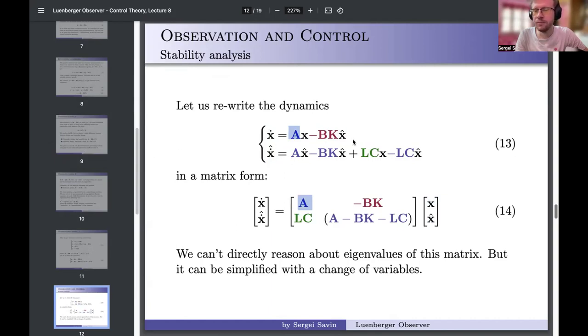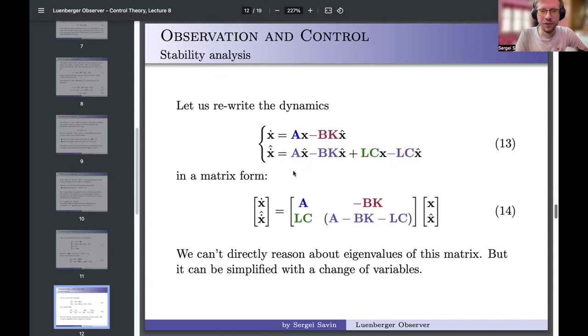The relation between x dot and x hat is just minus BK. So that's the only one. The relation between x hat dot and x is only LC. So only LC. And finally, the relation between x hat dot and x hat is A minus BK minus LC. So this guy. Okay, well, that's how you construct it.